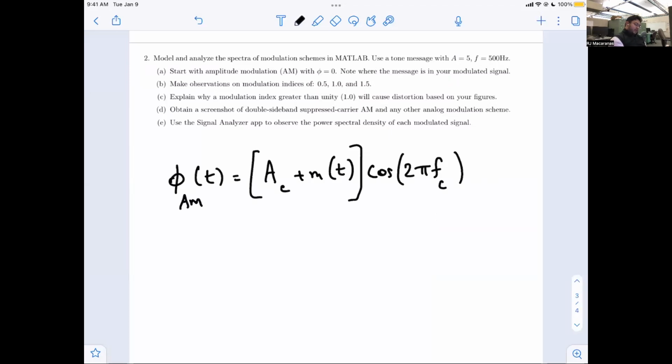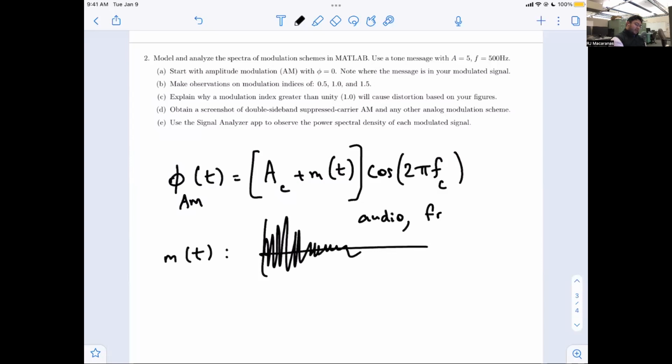Okay, so our message signal. Imagine that we're just a radio station, because that's kind of easy. So our message signal can look like some kind of audio waveform, and it's got some audio frequency content.